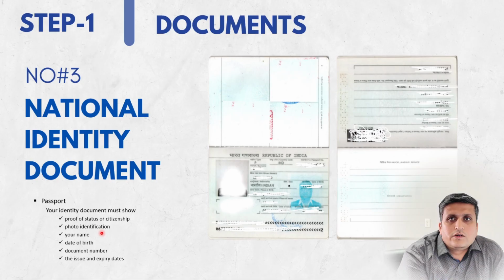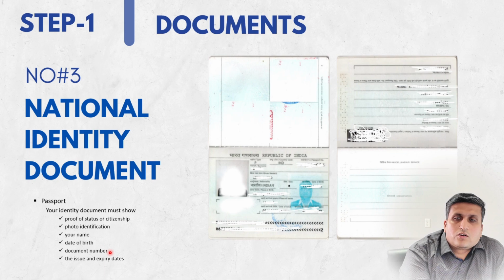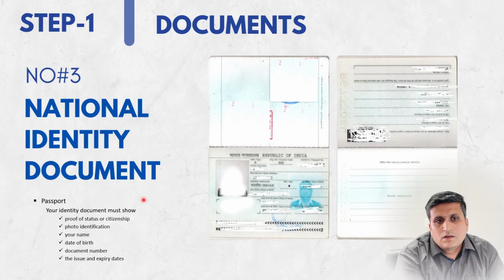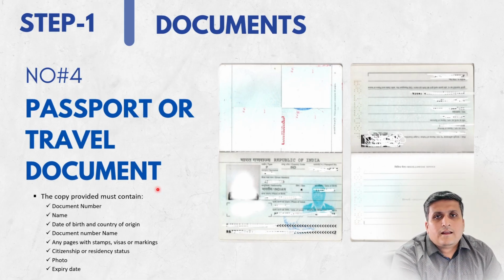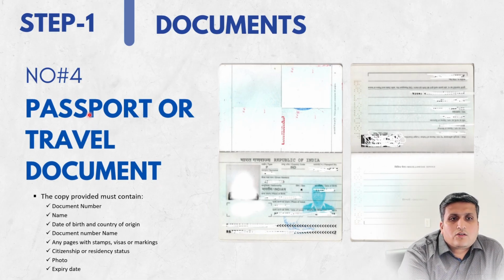Then the photo. It should be a photo identification. It should have your photo on it. It should also mention your name, date of birth, the document number, and the date of issue and expiry. All these details can be easily found on the passport. So I personally feel that it will be easier if you use your passport for the national identity document. Now the next required document is the passport or travel document, for which again you can use your passport.